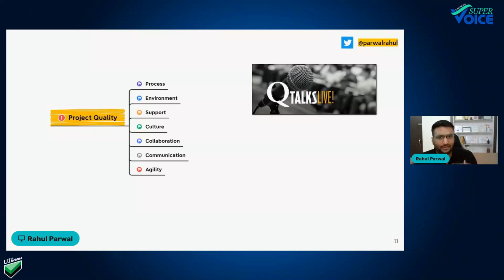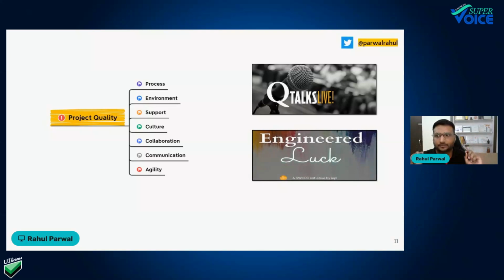Initially, it started like a movement of people openly talking about quality and their view on it, followed by certain workshops like engineered luck, where we focused on how culture and collaboration and support can actually engineer the luck or the quality for you.